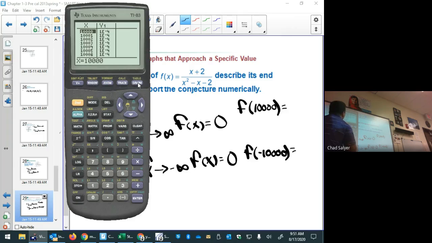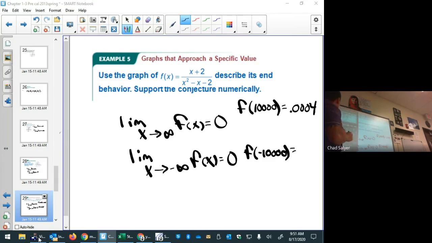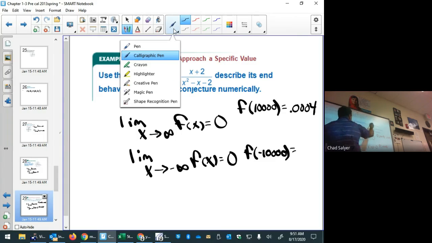And we see that's 0.0004. Real close to 0. And then if I have the table start at negative 10,000, it's negative 0.004.